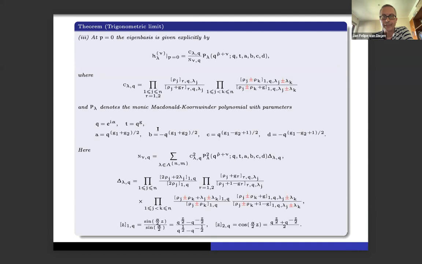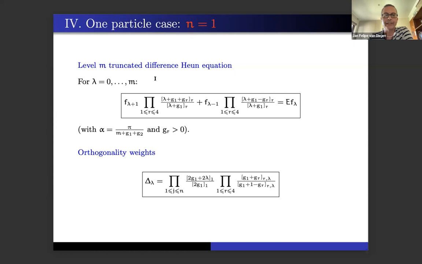So let's look at some special cases where we can say a little bit more. A very interesting case is, of course, the one particle case. Then this truncated difference eigenvalue problem is just a level M truncated difference Heun equation. It's of this form here. It's very simple. Here are the coefficients. And so now this eigenvalue problem is of tri-diagonal form and finite dimensional. So you can apply all the tricks in the classical books to solve this. Here are the orthogonality weights, again, in terms of these elliptic factorials.